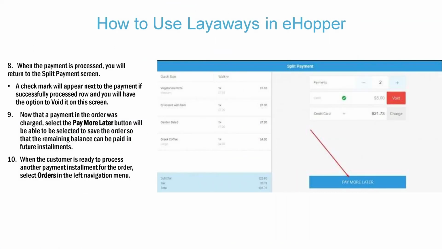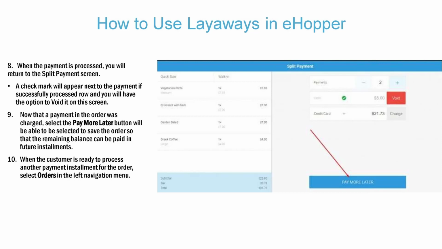8. When the payment is processed, you will return to the Split Payment screen. A check mark will appear next to the payment row if successfully processed, and you will have the option to void it on this screen. 9. Now that a payment in the order was charged, the Pay More Later button will be able to be selected to save the order so that the remaining balance can be paid in future installments.